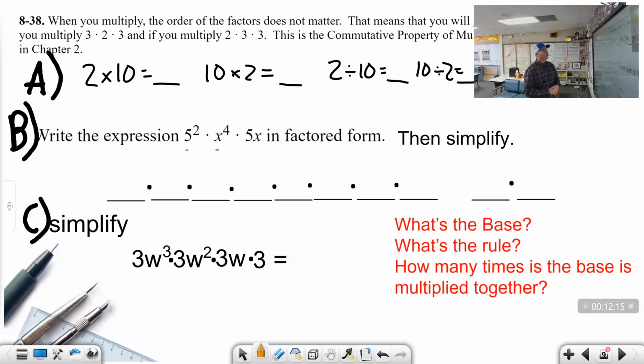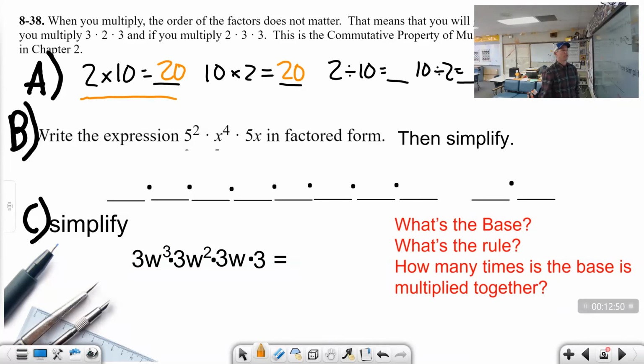838. When you multiply, the order of factors does not matter. The order does not matter when you are multiplying. Okay? That means if you multiply 3 times 2 times 3, and if you multiply 2 times 3 times 3, the commutative property of multiplication allows it to happen. So problem letter A, let's verify. You're going to write, what is 2 times 10? 20. What is 10 times 2? Also 20. Notice the commutative property allows you to switch.